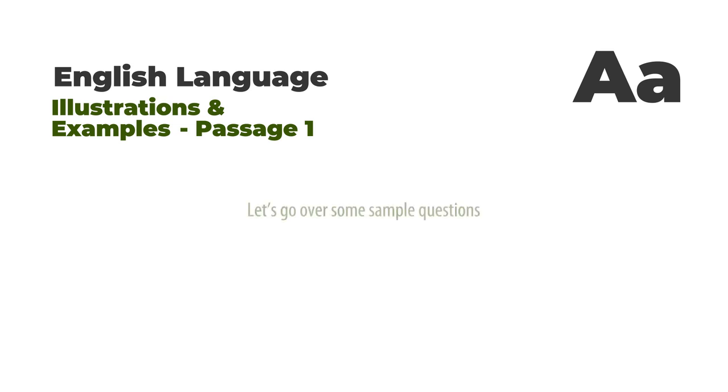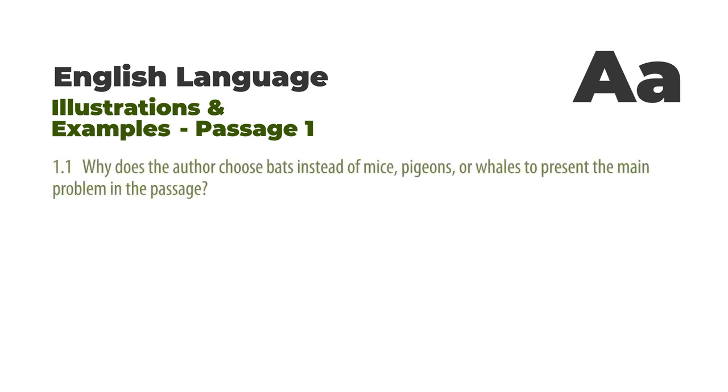Now that we've reviewed the passage, let's go over some sample questions together. Why does the author choose bats instead of mice, pigeons, or whales to present the main problem in the passage?